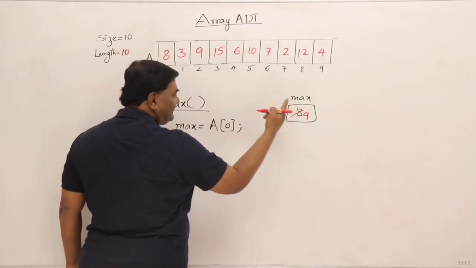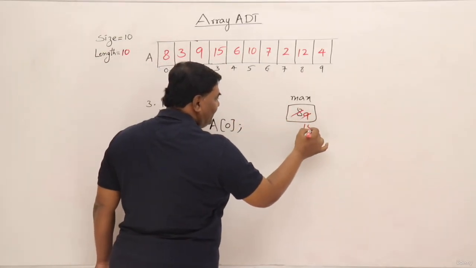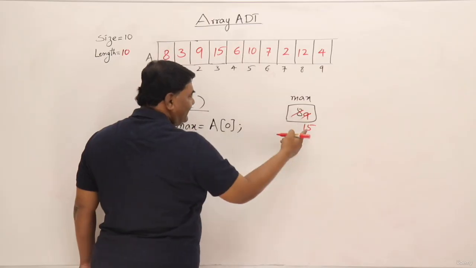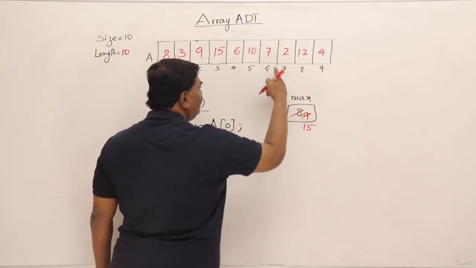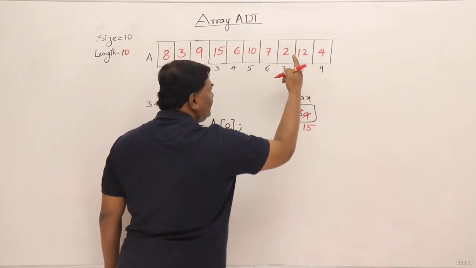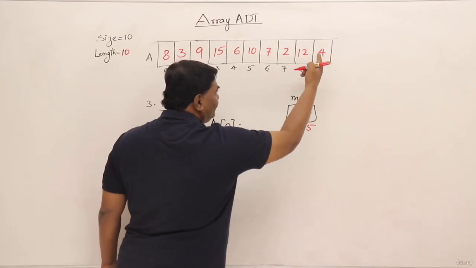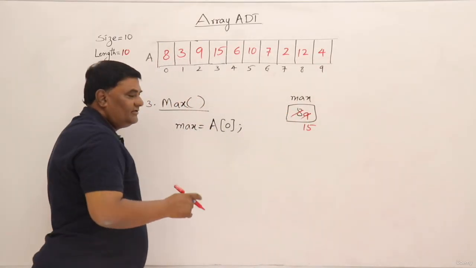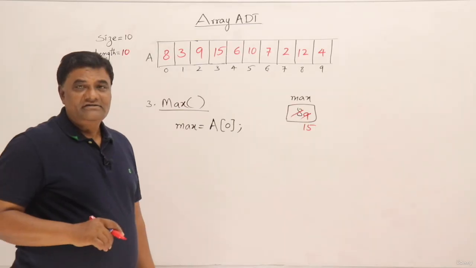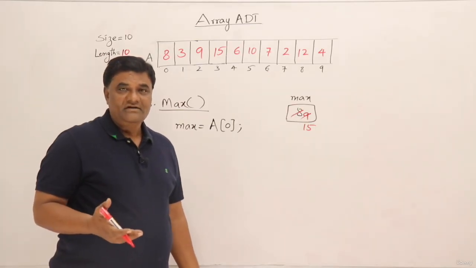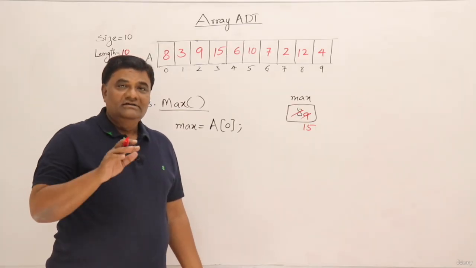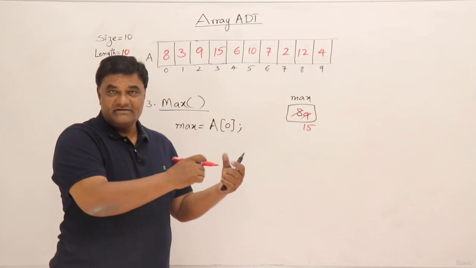Then 15, is it greater than 9? Yes, we got still greater than this. Then 6, is it greater? No. 10, it's not greater. 7, it's not greater. 2, it's not greater. 12, it's not greater than 15. 4, it's not greater than 15. So the remaining one there is the largest element. So this is simple. And how much time it has taken for doing this?